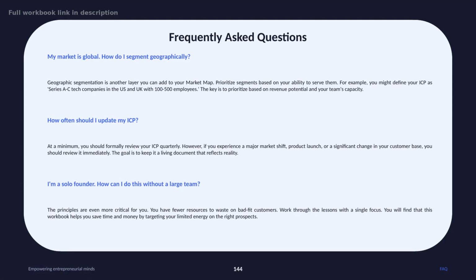Someone recently asked, "My market is global. How do I segment geographically?" Geographic segmentation is just another layer on top of your market map. Prioritize based on your ability to actually serve a region. You might land on something like Series A-C tech companies in the US and UK with 100 to 500 employees, prioritized by revenue potential and your team's real capacity to deliver.